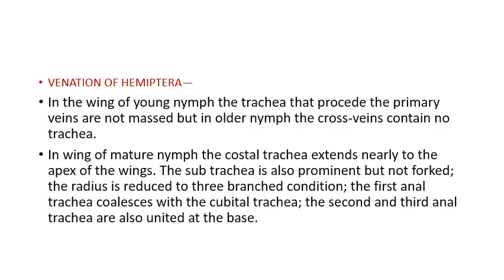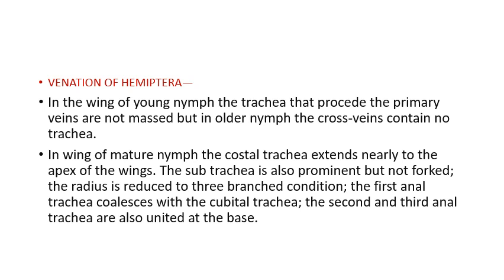Now, in the case of Hemiptera, in the wing of the young nymph, the trachea that precede the primary veins are most massed, but in the older nymph, the cross veins contain no trachea. In the wing of the mature nymph, the costal trachea extends nearly to the apex of the wing. The subcostal trachea is also prominent but not forked. The radius is reduced to a three-branched condition.